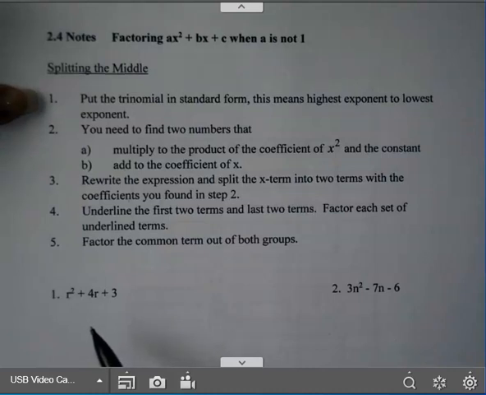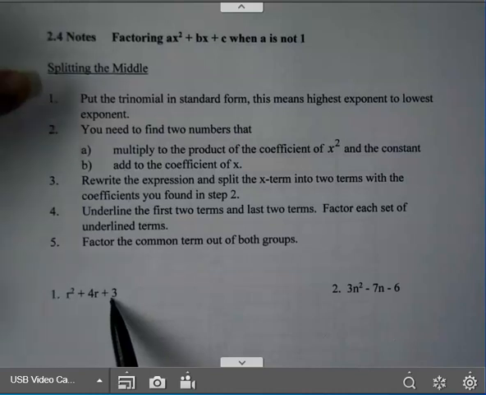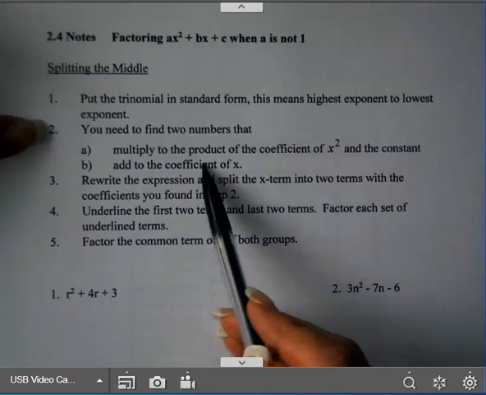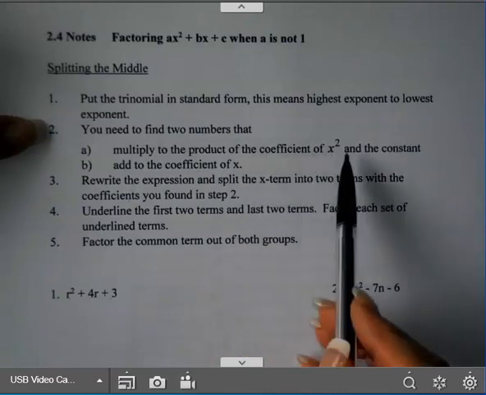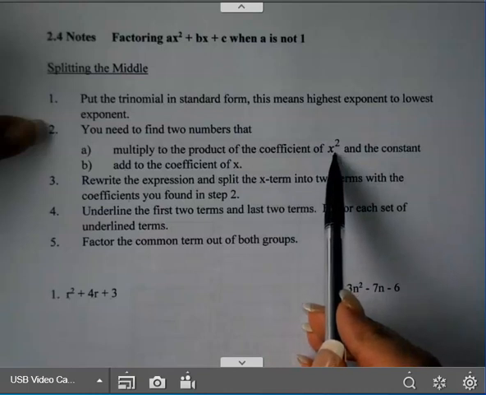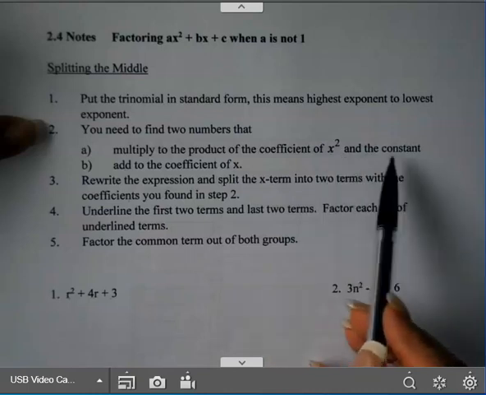You want to put your trinomial in standard form, highest exponent to lowest exponent. If it does have a greatest common factor, you do need to pull it out. You should always start with greatest common factor. After it's in standard form, you're going to find two numbers that multiply to the product of the coefficient of x squared and the constant. So your coefficient of your squared term and the constant.